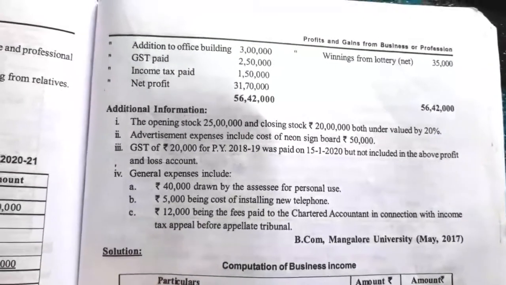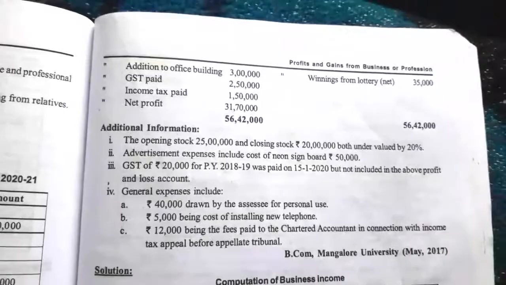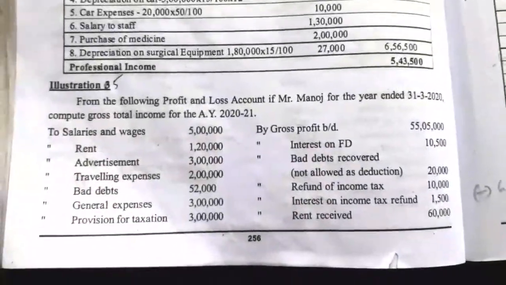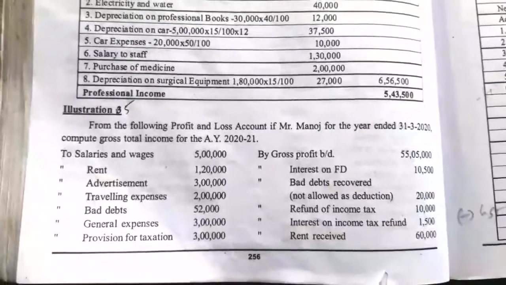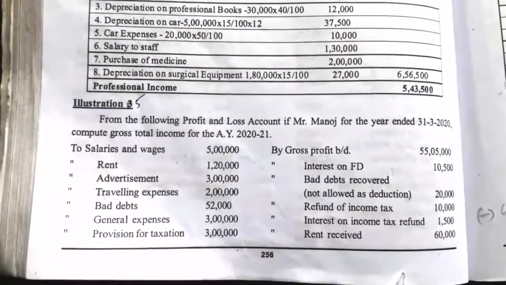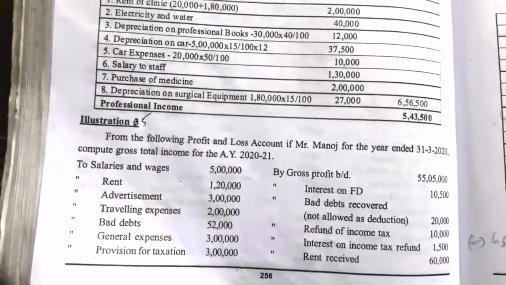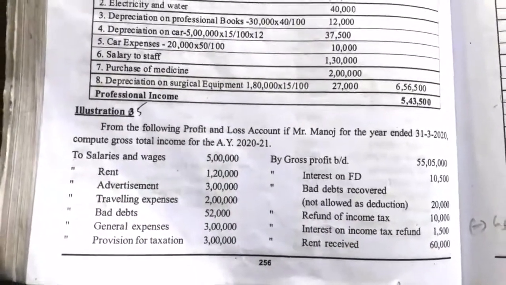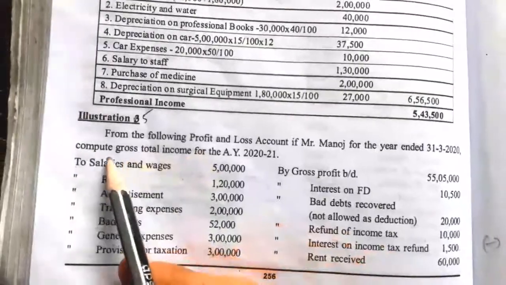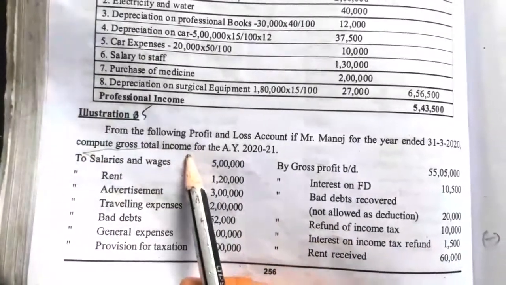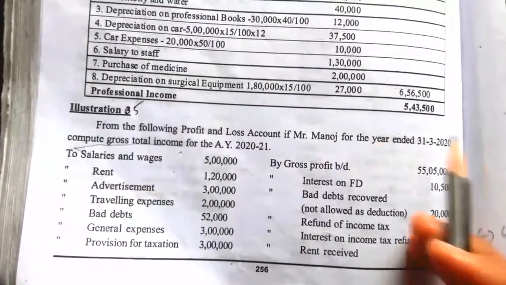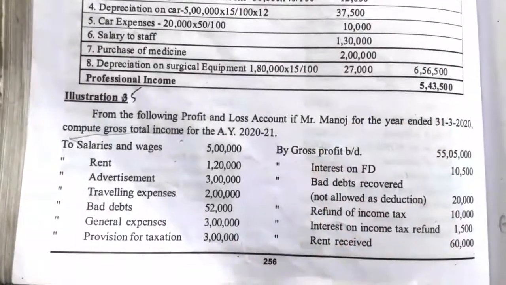This question is similar to the last illustration number 4. There are slight changes in the illustration. They have added still more adjustments here. So with this information of the profit and loss account and additional information, we have to compute the gross total income of Mr. Manoj for the assessment year 2020-21.